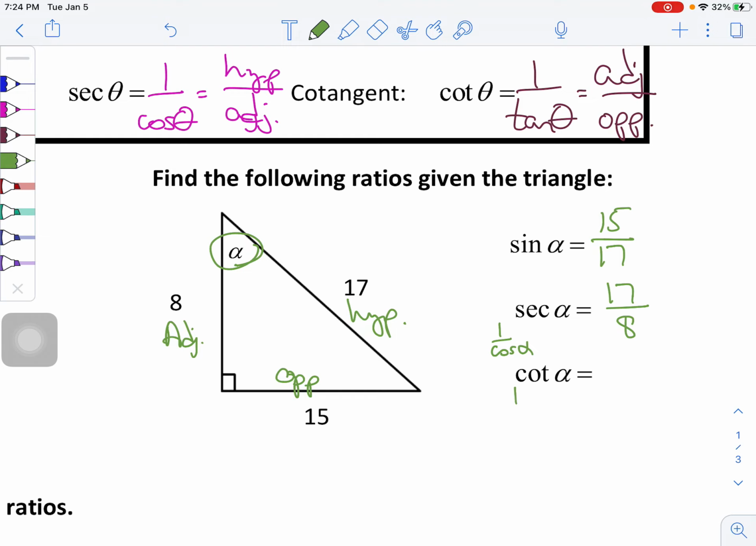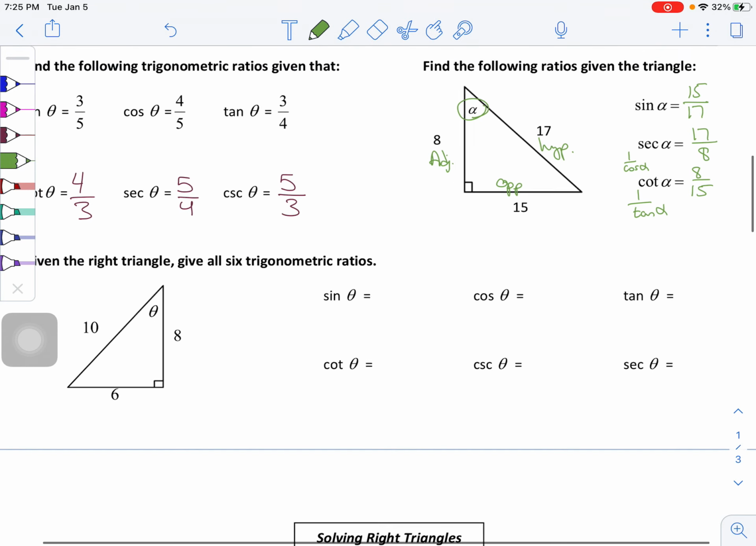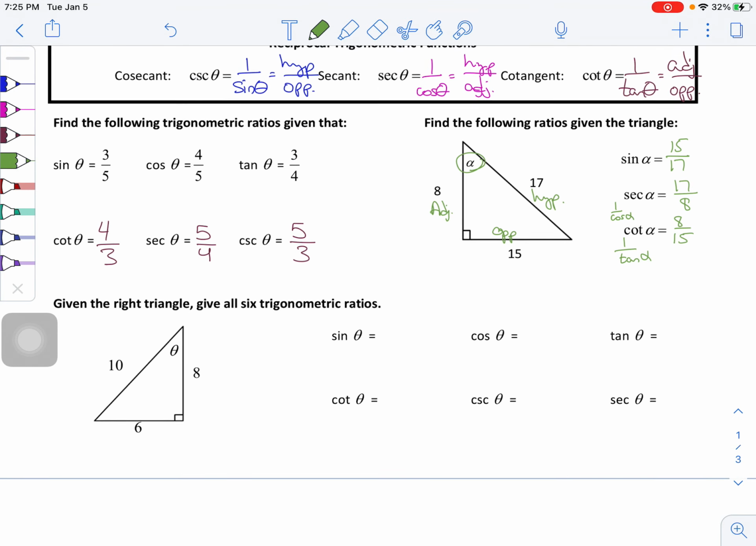And cotangent is the reciprocal to tangent. My brain is still on winter vacation. So cotangent here is going to be the reciprocal to tangent of alpha. Tangent is opposite over adjacent, so cotangent would be adjacent over opposite. Let's see if I can pay attention for this last one here.